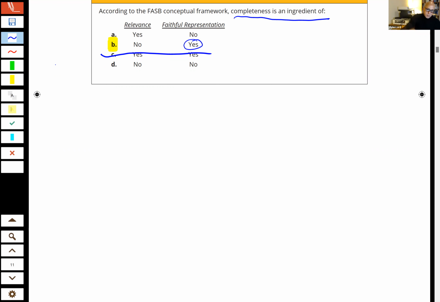The objective of this class is to get you to pass the CPA exam. When you pass the CPA exam, the state will say you can never take this exam again. You have passed this exam. You get to keep these scores for life.